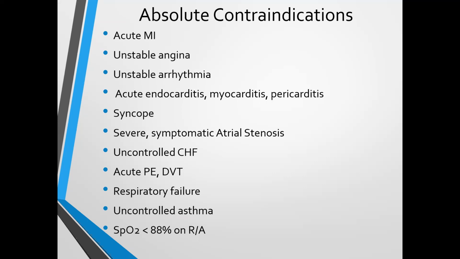Syncope, so we're really not talking about somebody that fainted once 5 years ago, but somebody who's having repeated fainting episodes or episodes of syncope. Severe symptomatic aortic stenosis. So again, there's degrees of stenosis, but you get the idea. Uncontrolled CHF and the others that are mentioned here. Uncontrolled asthma, individuals who are starting and their SATs are already in the mid to lower 80s or less than that on room air, probably not a good candidate to participate in a cardiopulmonary exercise stress test.